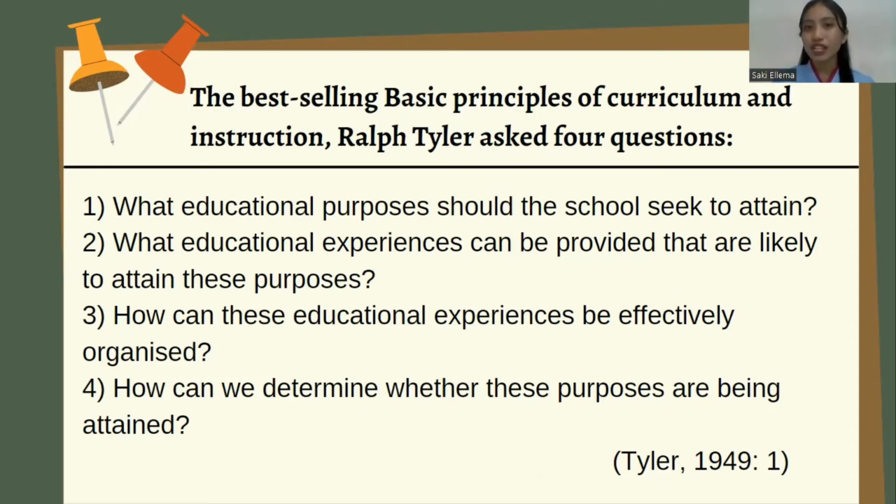So the aforementioned instructional cycle of constructive alignment can be in this form of question by Ralph Tyler. We have, what educational purposes should the school seek to attain? What educational experiences can be provided that are likely to attain these purposes? Third, how can these educational experiences be effectively organized? And lastly, how can we determine whether these purposes are being attained?